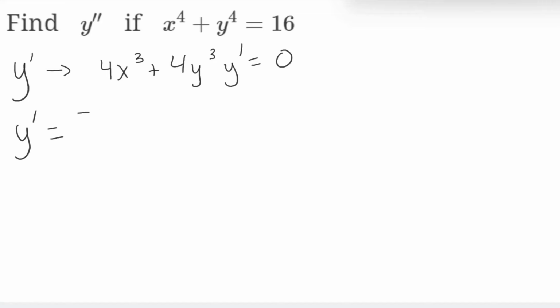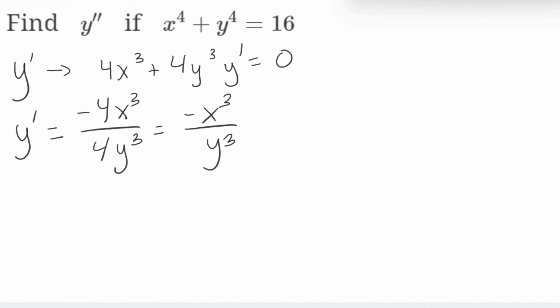That should be your first derivative. No chain rule, nothing else.